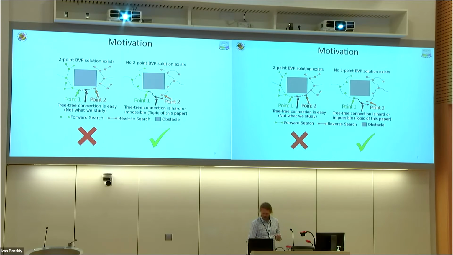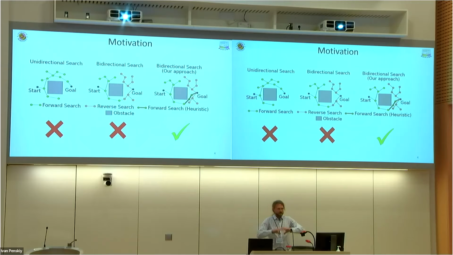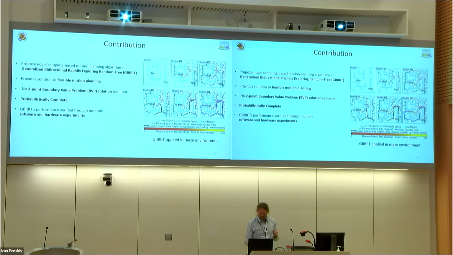And just to highlight again what we're doing, what we're not doing. Unidirectional search starts at the start and goes to the goal, or starts at the goal and goes back to the start. Bidirectional starts both at the same time and grows together. And what we're doing is this other kind of bidirectional search, where we're using the reverse tree that starts at the goal and goes toward the start as a focusing heuristic for the other tree. So once they get close to each other, the forward tree can grow very quickly to the goal.